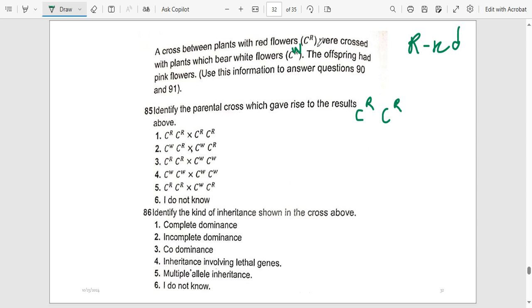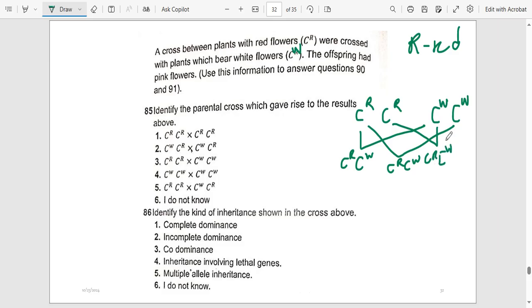And then there is a C with W, another C with W. So when you cross this with that, it's going to be CR, CW, this with this, CR, CW, this with this also CR, CW, this with this is also CR, CW. Okay. We've been told that the offspring are the pink flowers. So meaning that all of them are a combination. Okay, all of them. So we are crossing CR, CR, and CW, CW.